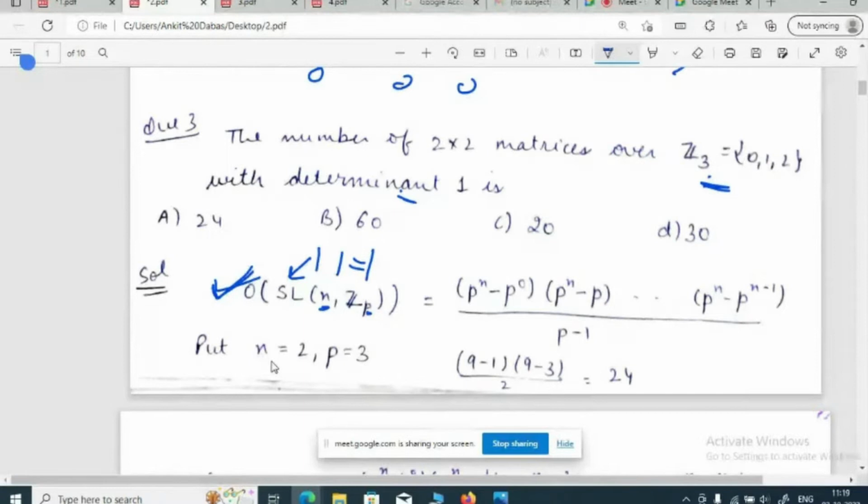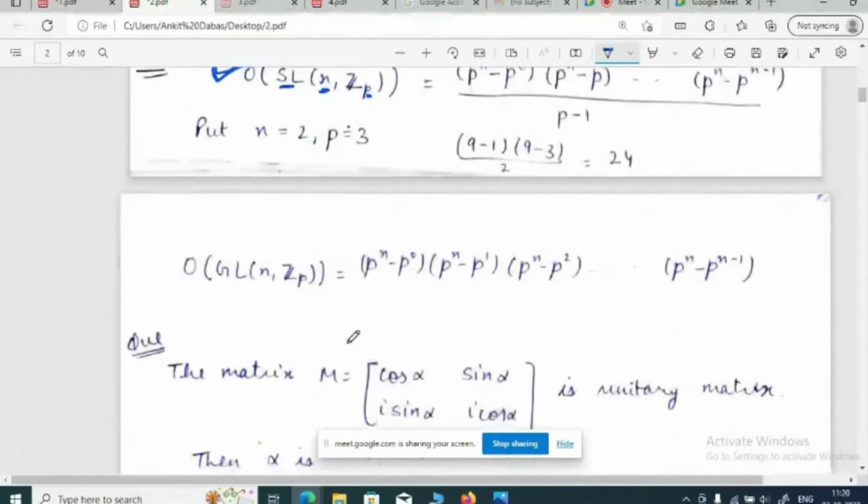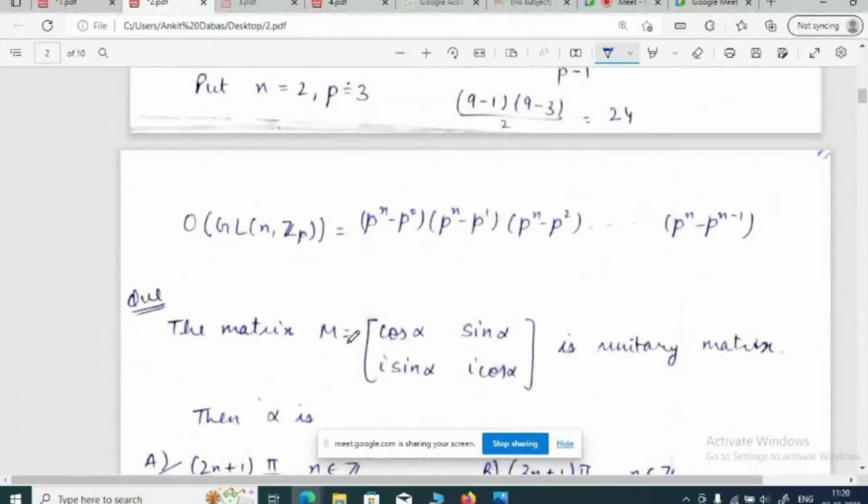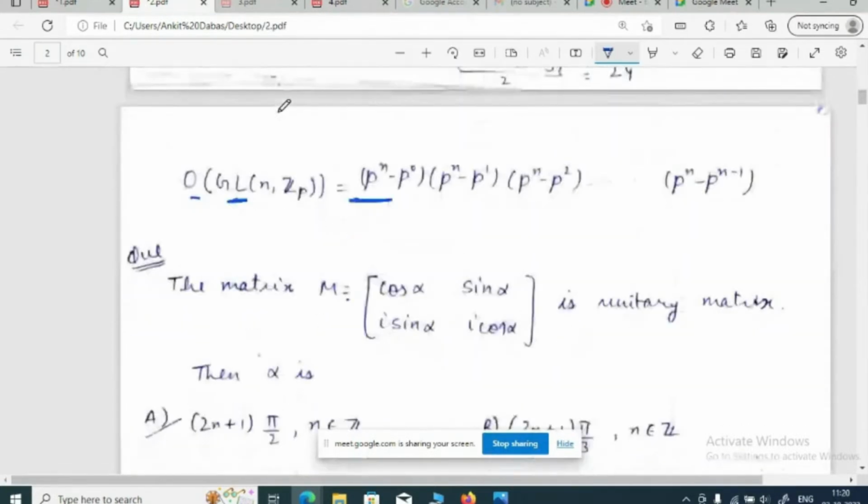In this case, the order of the matrix is 2, so n is equal to 2 and p is equal to 3. Put the values, the answer will be 24. We use this because we were asked how many matrices exist for which the determinant is equal to 1, and SL, the special linear matrices, are the matrices whose determinant is 1. This is a general result that for general linear matrices, the order is equal to this. It is not used in this question, since we considered the special linear case.